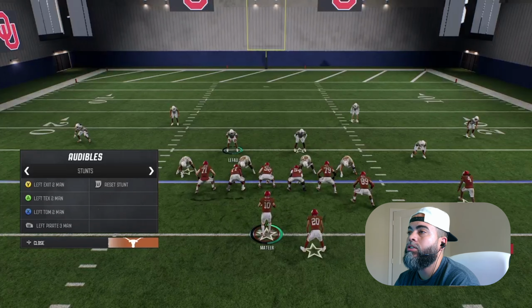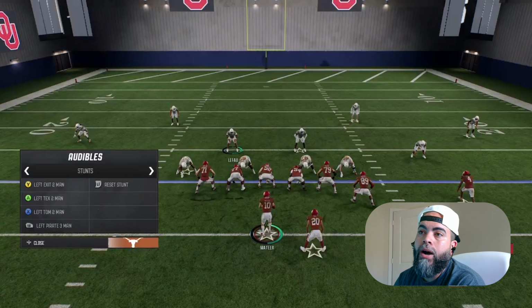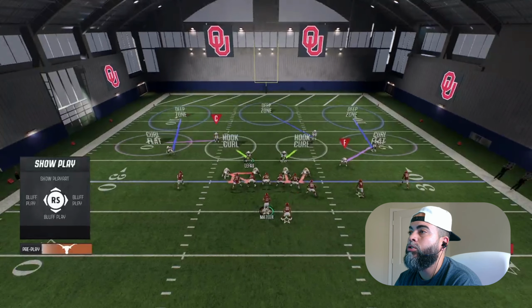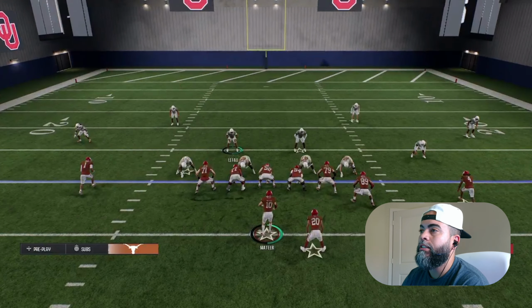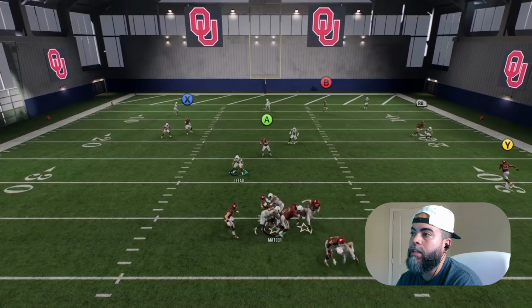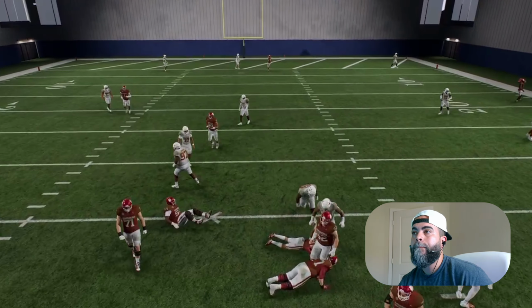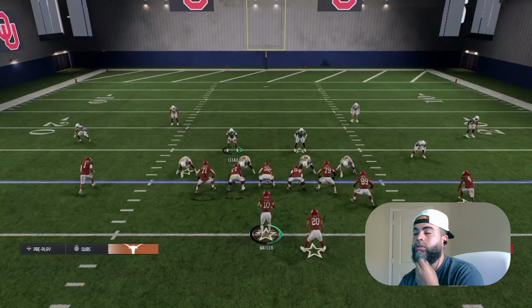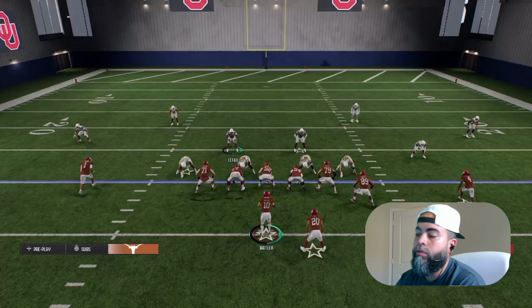Okay, so let's go here. Let's hit the Y left exit 2-man. Let's do this one more time. All right, and let's see how this plays out. Boom. He went through. The step up was a little difficult, but it was there, and those were the opportunities. Okay, let's keep moving forward.